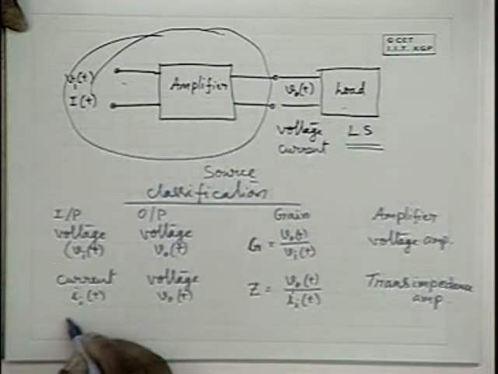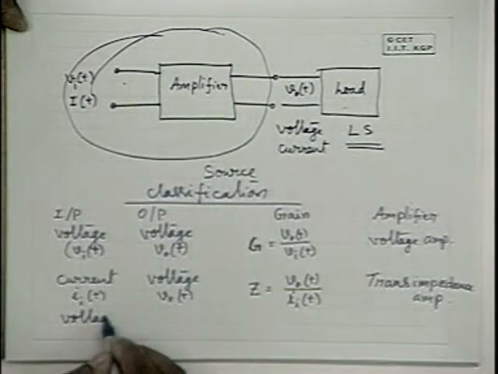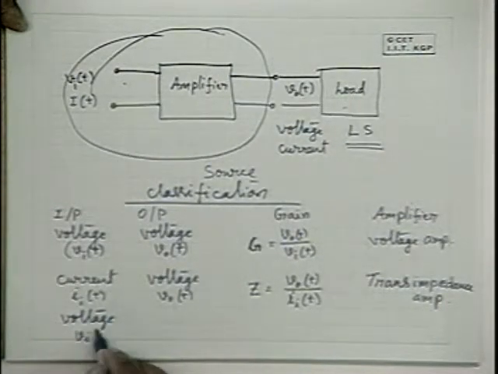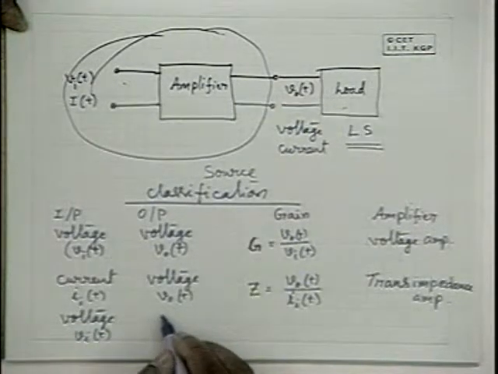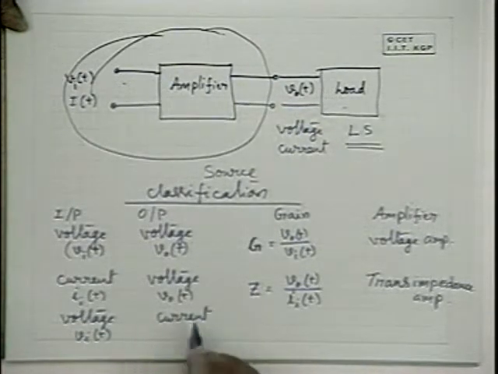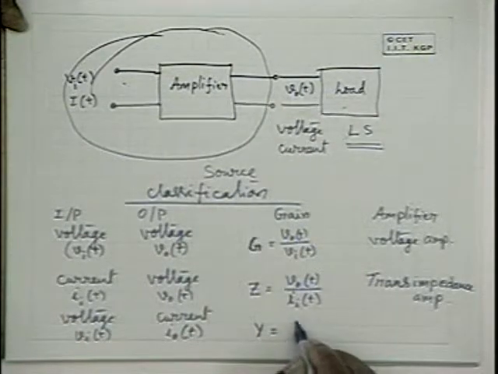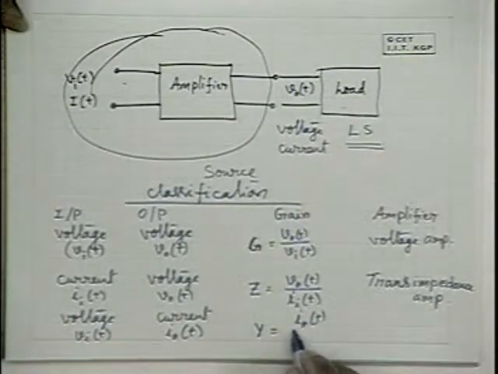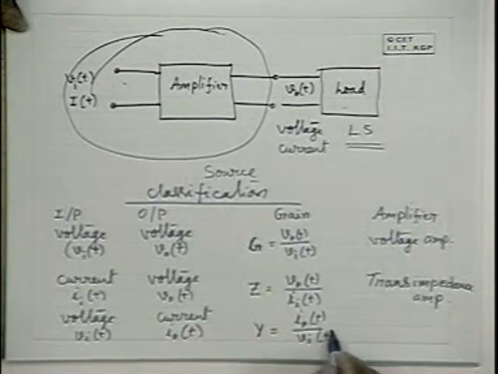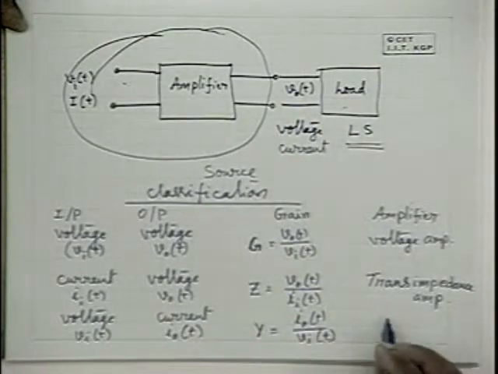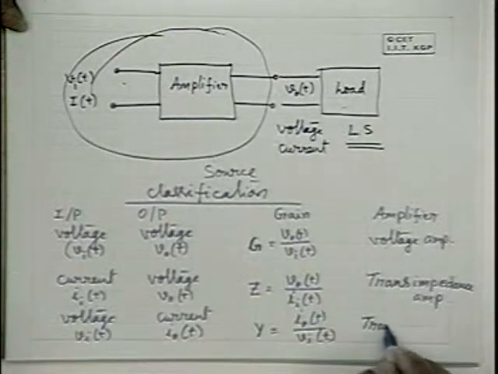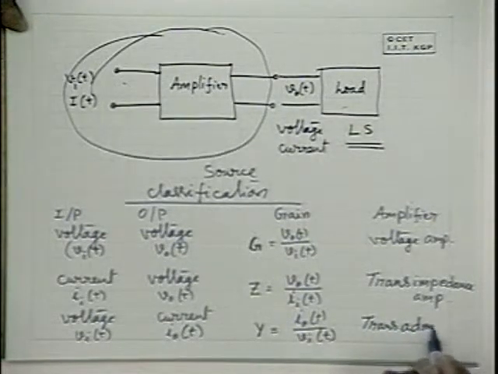Now, if the input is a voltage signal VIT and the output is a current signal IOT, then the transfer ratio, the gain between the output quantity and input quantity, has units of admittance because it is IOT divided by VIT. And such an amplifier is known as a trans admittance amplifier.